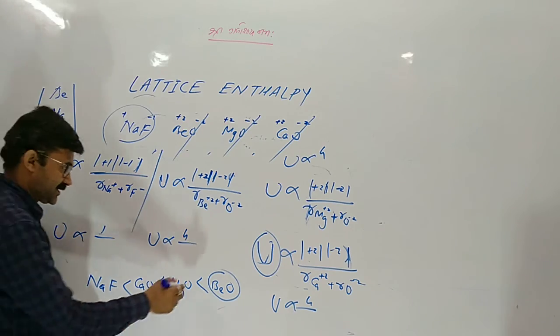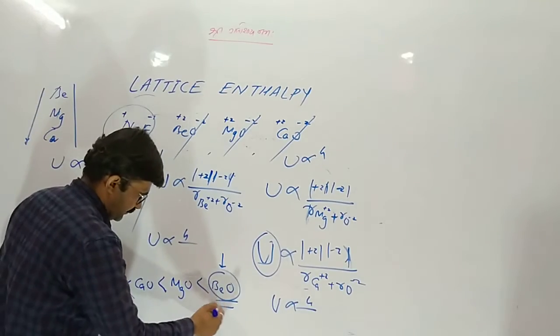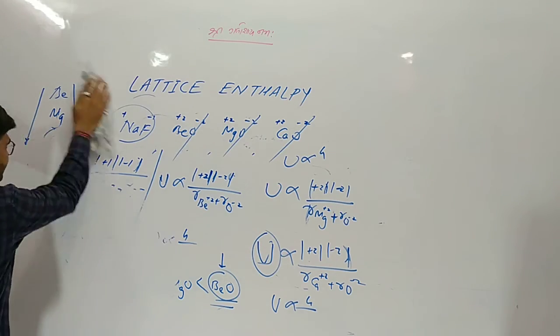And the solubility of beryllium oxide is less. Its melting point and boiling point are higher. Understood? Now the last example of the day.